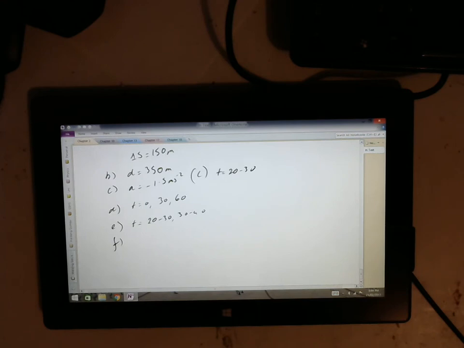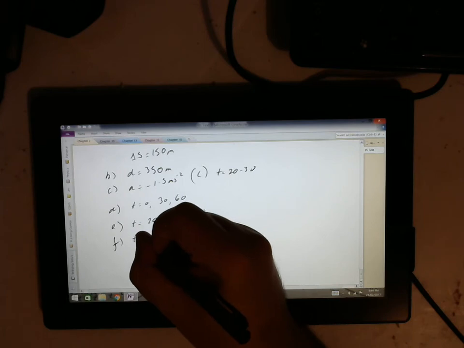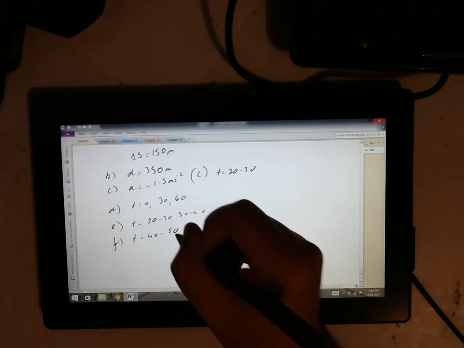When was his velocity constant, but not 0? Well, let's have a look. His velocity is only horizontal between 40 and 50. T equals 40 to 50.